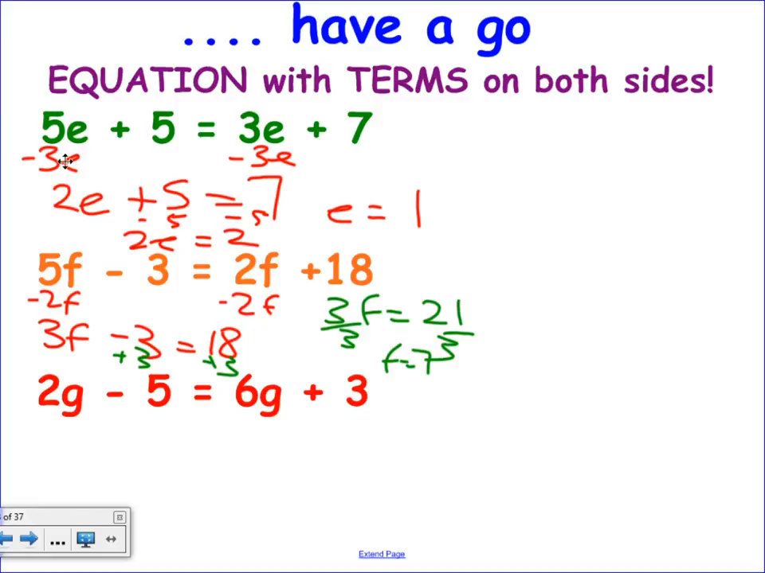Last one then, the hardest. 2g minus 5 equals 6g plus 3.